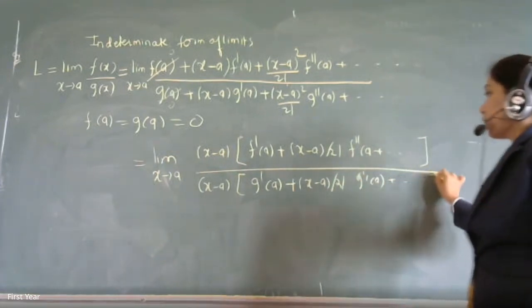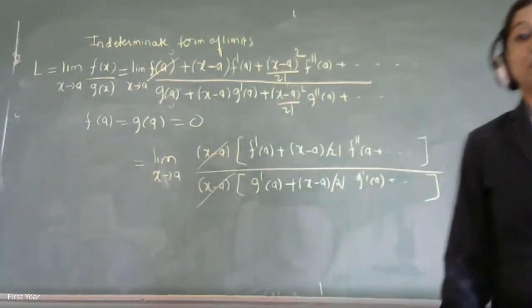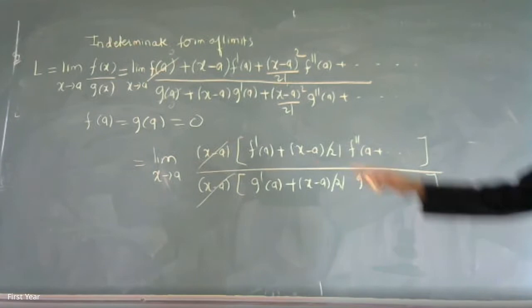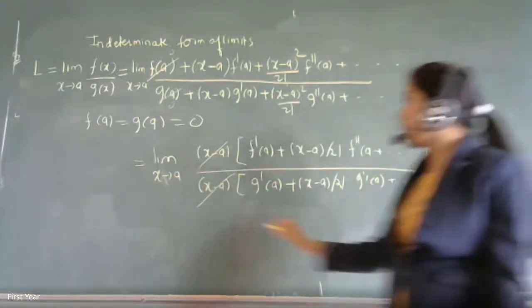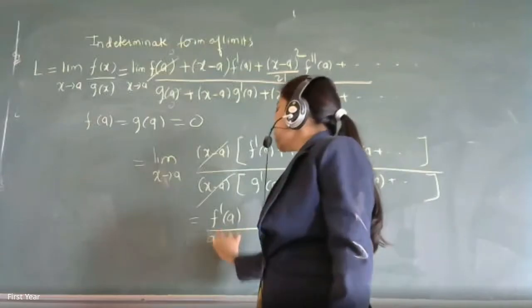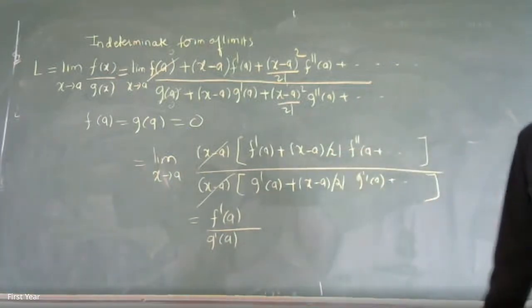Okay? So I have cancelled this, x minus a, x minus a. And now you put x is equal to a. Now put it, what will you get? The second term will be 0. From the second term, everything is 0, because in every term there will be x minus a ahead.